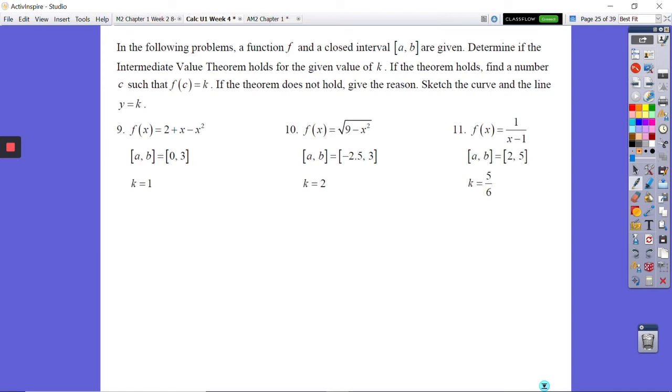So this is really our first practice. It's okay if we don't know what to do. It's all good. Let's go ahead and just start at the beginning. So we've got an interval from 0 to 3. This is a continuous function.